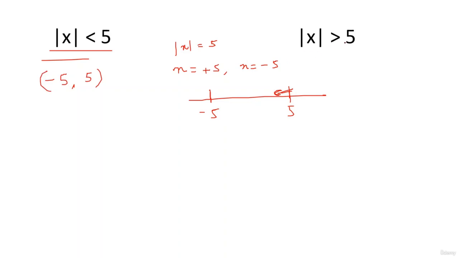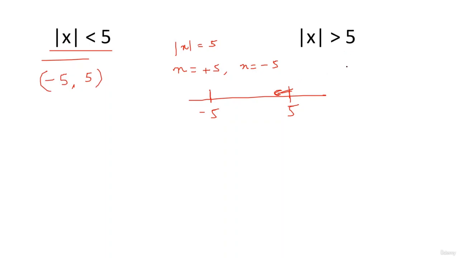बट अगर मैं बोलता हूँ mod x should be greater than 5, तो पहली बात तो x जो है वो 5 से बड़ा हो सकता है. You can take 6, you can take 7, you can take 8. Take mod those values, they'll be definitely more than 5. Also, you can take values less than -5. Let's say if you take -6 or -7 or -8, उनका mod क्या होगा? 6, 7 or 8, more than 5, right?